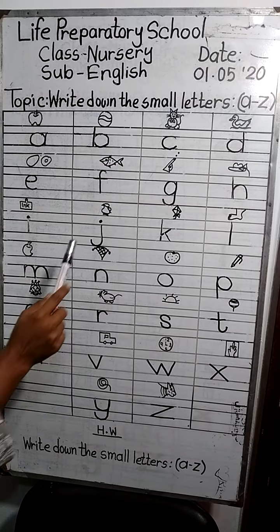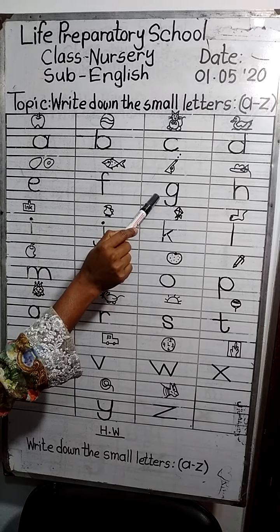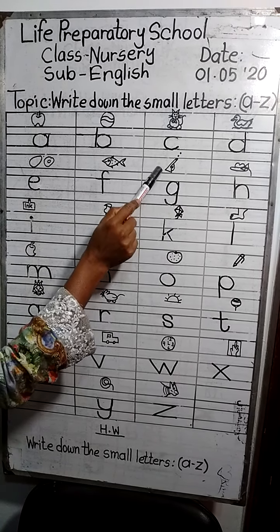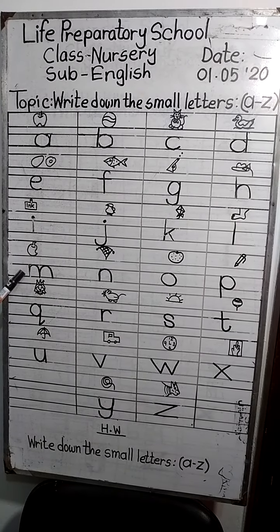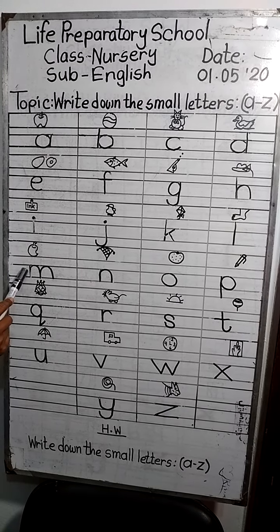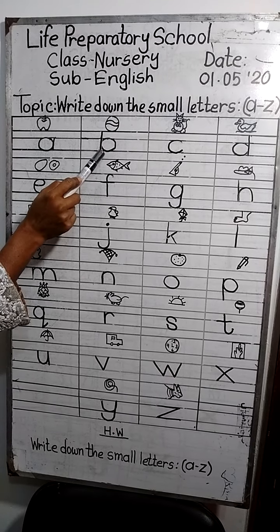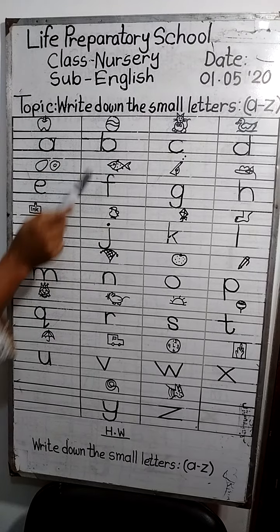Okay, everybody, look at the board. What is this letter? Is it G? Okay, good answer. G for what? G for gun. Okay, well done. What is this letter? Is it M? Okay, right answer. M for? M for mango. Good. What is this letter? Is it B? Okay, good answer. B for? B for ball. Well done, everybody. Everybody, have you understood? I hope all have understood.